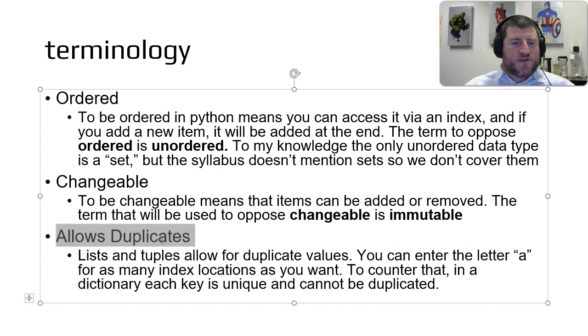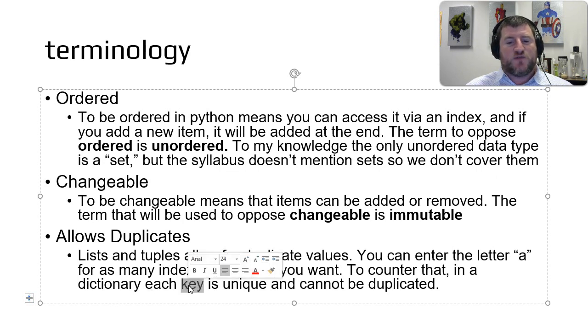So then they're going to ask you about what allows duplicates. And remember, with lists and tuples, you can have duplicate values. You could enter the letter A for as many index locations as you want. But in a dictionary, each key is unique, and it can't be duplicated.